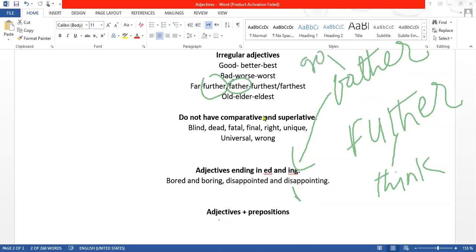With farther, we use distance. For example, I cannot go farther, and I cannot think further, right? Farther means when you talk about the distance, the actual distance that is present. The other one is a mental kind of thing, where we don't have actual distance. Yes, you are right. Remember, I cannot think further. Now we are not talking about the actual distance, so in this case we use further, right?